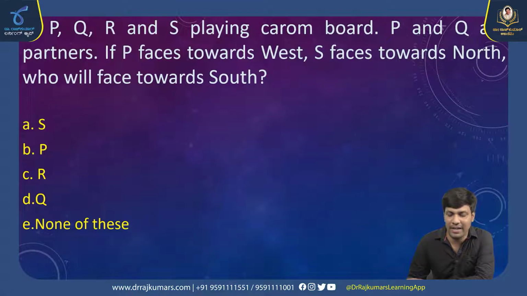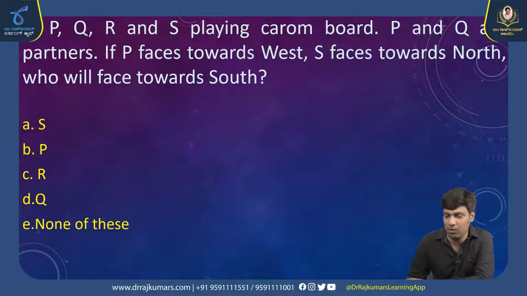P, Q, R and S playing carom board. Here 4 persons are playing carom board in such a way that P and Q are partners. If P faces towards west, S faces towards north, who will face towards south direction? Options are S, P, R, Q and none of these.